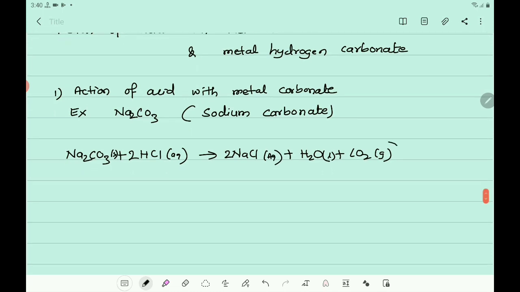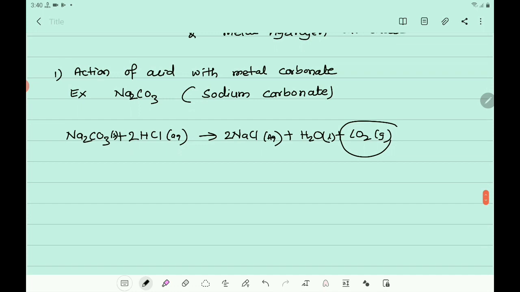Then the gas produced is the effervescence, that is in the form of bubbles. Now pass that bubble, that CO2. How will you make clear it is CO2 or not? If it is passed through the lime water, the lime water turns milky, so it is clear that the gas which is produced is carbon dioxide.